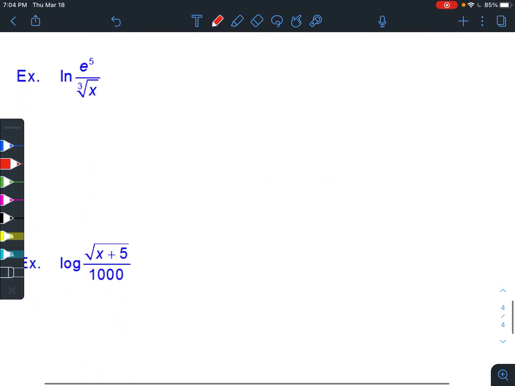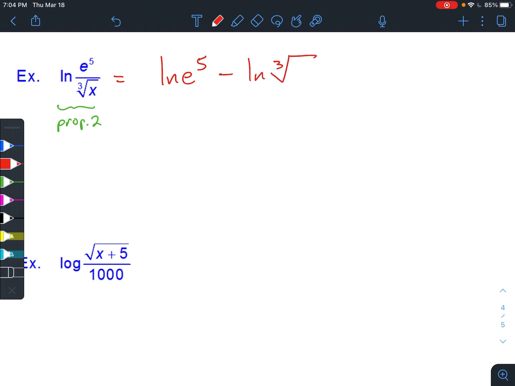Let's move on. Next one here, I've got natural log of e to the 5th over the cube root of x. Well again, if I'm looking at this thing as either a product, a quotient, or some kind of a power, that's definitely a quotient because any powers I see only apply to individual bits and not a global sort of thing. So again, this is basically a property 2 situation from the start. So we're going to turn this into log minus log. So natural log e to the 5th minus natural log of the cube root of x.